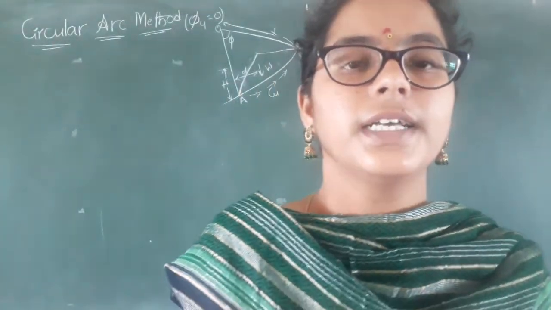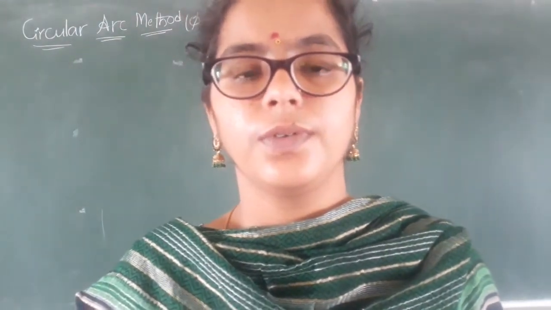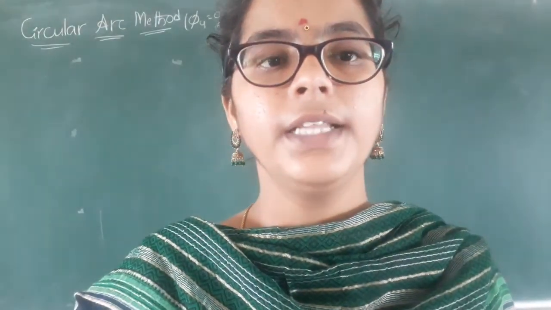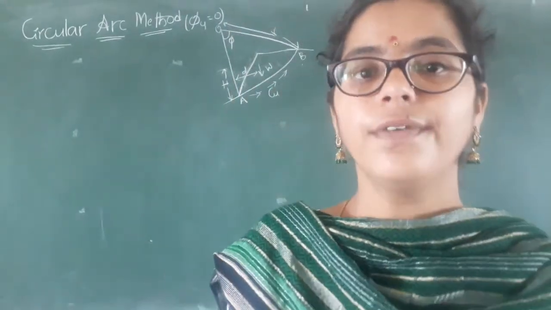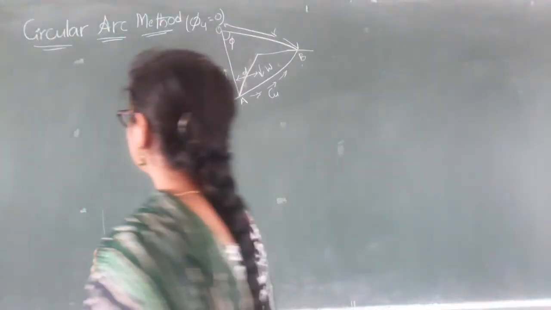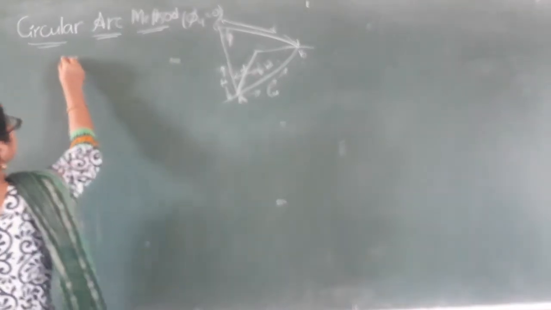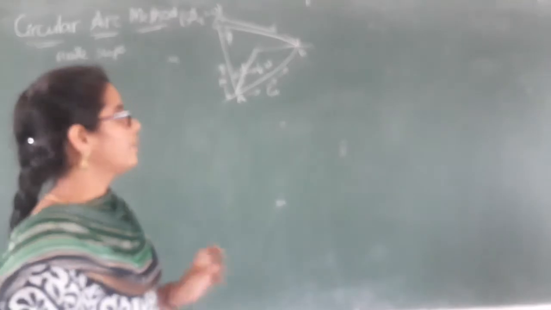In the circular arc method, we will be determining the factor of safety to check the stability of a finite slope. So this method is giving factor of safety for finite slopes. Finite slope stability can be checked, right? So what is there in the figure? Let us understand the figure first.